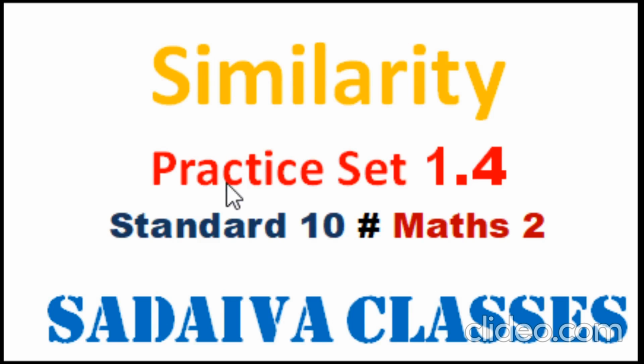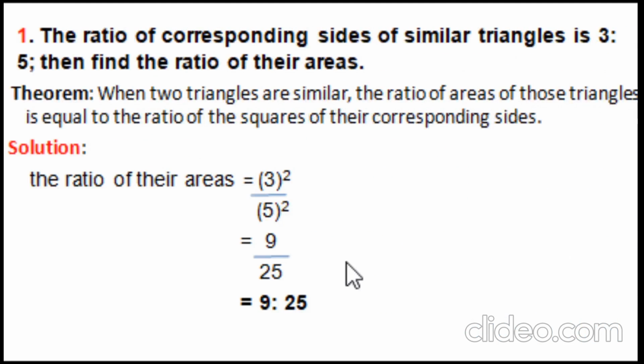Today we are going to solve practice set 1.4 of the similarity chapter, Maths Part 2, Standard 10. So let's begin. Before solving this practice set, we should know the theorem. The theorem is: when two triangles are similar, the ratio of the areas of those triangles is equal to the ratio of the squares of their corresponding sides.